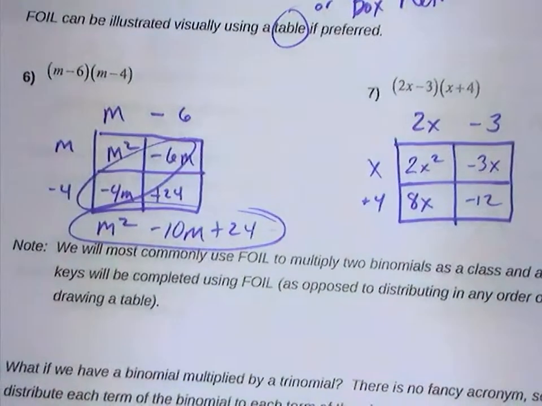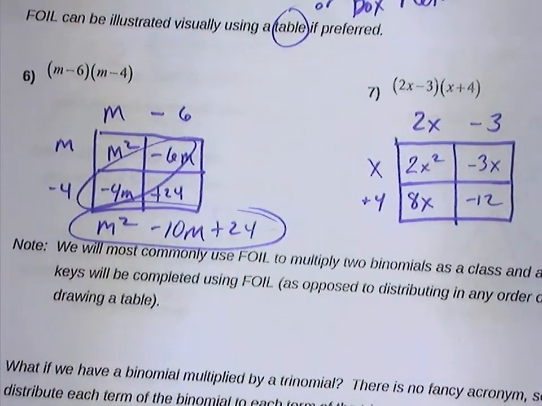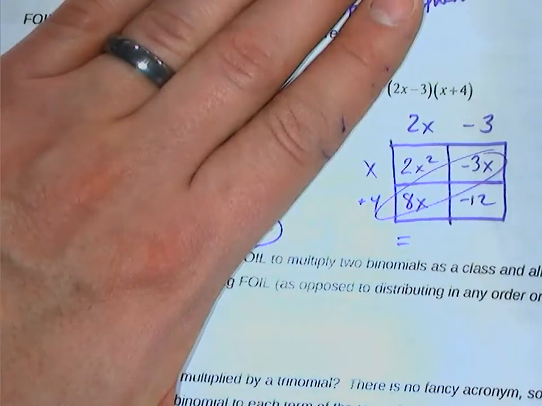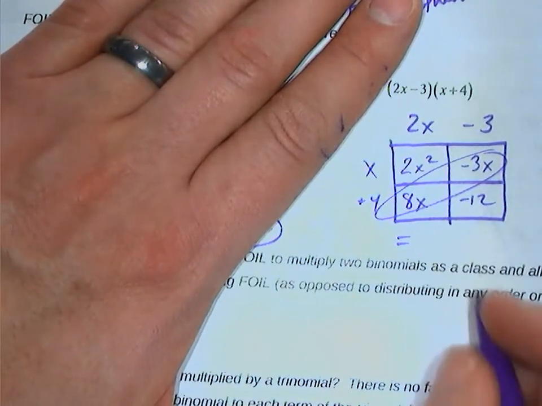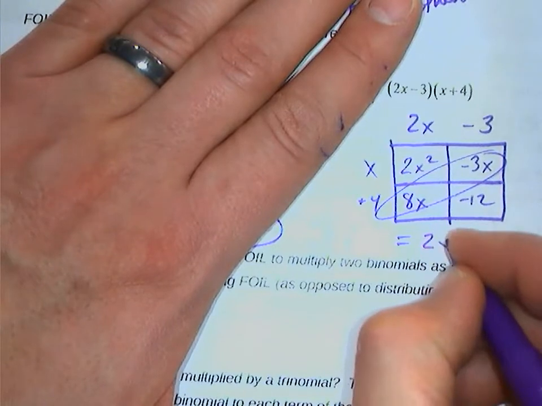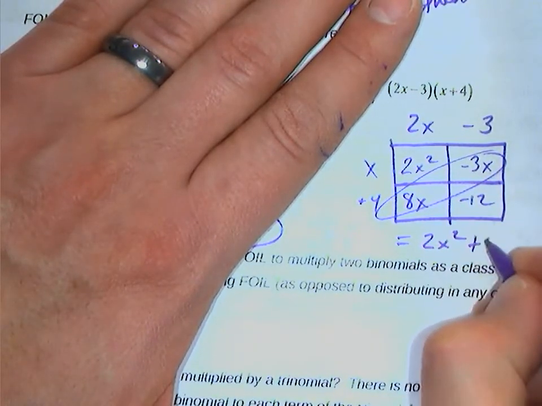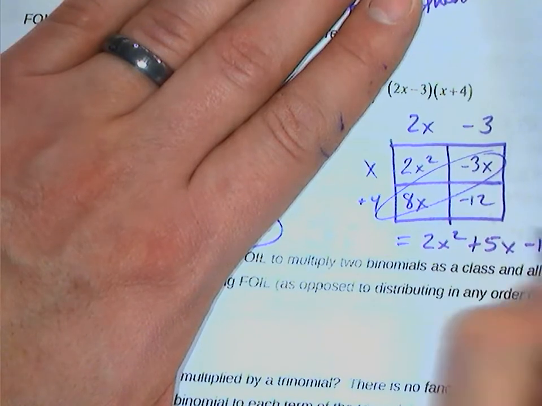Now, if you leave it like that, you're going to lose points. We need to write it out as your final answer. And simplify it. These guys can be combined. Write in descending order, always, always, always. 2x squared. What's 8x minus 3x, y'all? Plus 5x and then minus 12. So final answer.